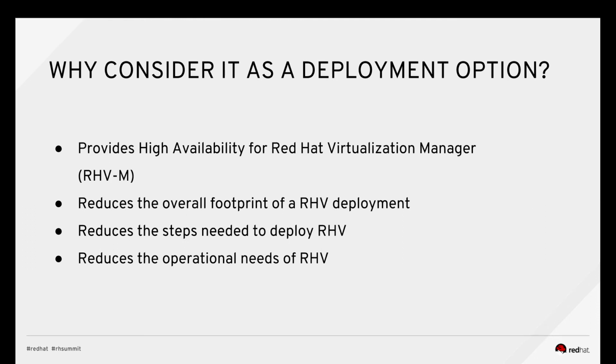So why consider it as an option? First and foremost, RHV-M provides HA, high availability, for RHV-M. It reduces the overall footprint of RHV in that you don't need RHV-M to run natively on a separate host. You don't need RHV-M to run as a VM on a separate RHEL and KVM deployment. It also means that you need fewer overall hypervisors in the environment. And because it runs as a virtualized appliance, it reduces the overall steps needed to not only deploy RHV, but also reduces the overall operational needs to manage RHV.